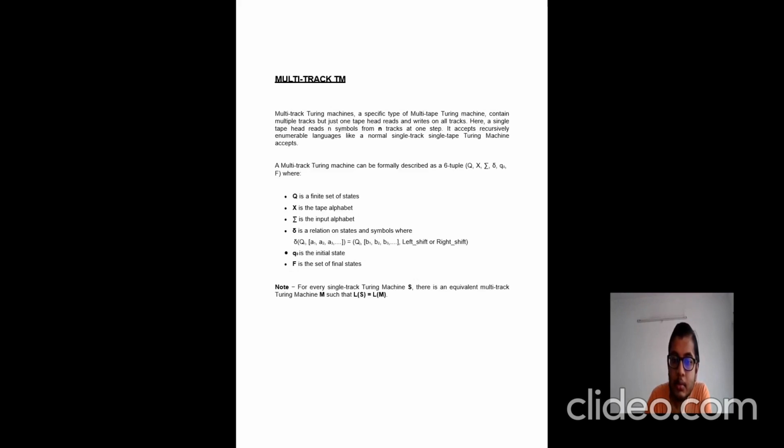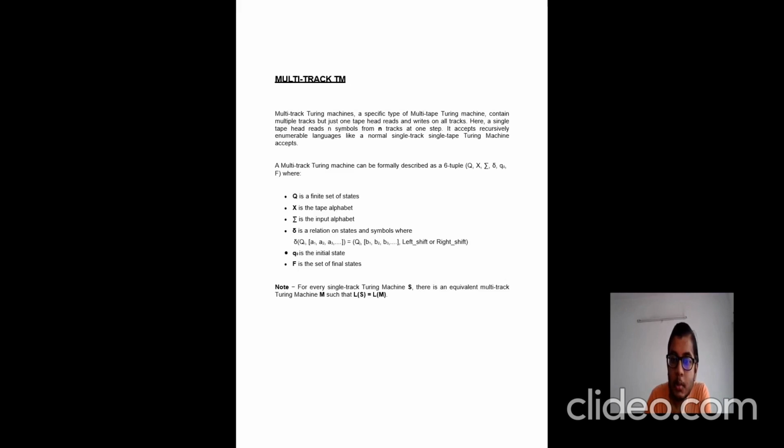A multi-track Turing machine can be formally described as a 6-tuple, where Q represents the finite set of states, X is the tape alphabet, sigma is the input alphabet, del is the relation on states and symbols where del(Qi, [A1, A2, A3, ...]) = (Qi, [B1, B2, B3, ...], left shift or right shift).